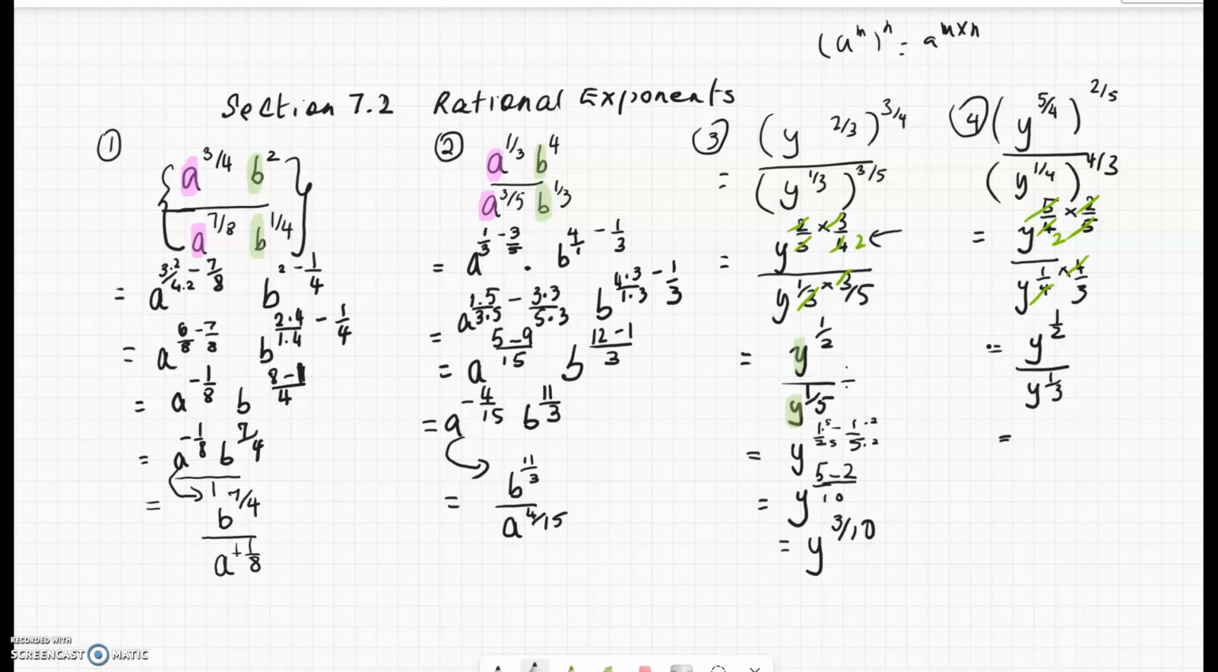and this is equal to y to the half minus 1/3, and now the LCM is 3 times 2, 6, so go 1 times 3 over 2 times 3, which makes the denominator 6, 1 times 2 over 3 times 2, which makes the denominator 6. So now we have a common denominator 6, 3 minus 2 is 1, and the answer is y to the 1/6.